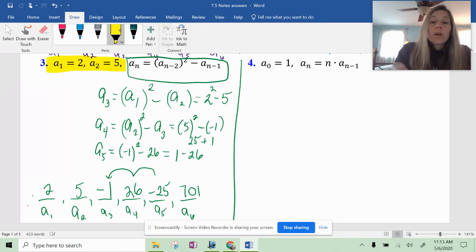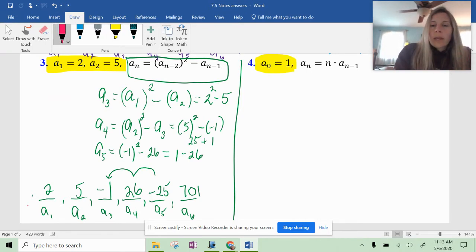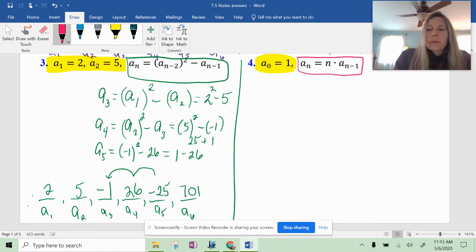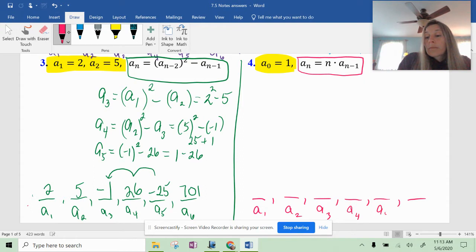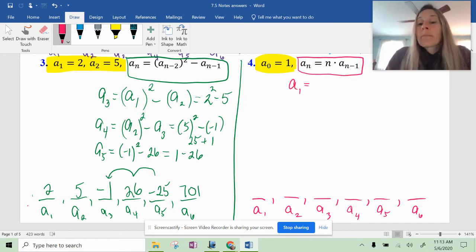Okay, and then number 4, they're giving us an a sub 0 this time. And then we're going to use this rule right here. Okay, so again, to find the first 6 terms, now, when they give us the a sub 0, they're technically not giving us any of the terms. They're just giving you a number to start with. Okay, so if they're giving us a sub 0, we still need to find the first 6 terms, and the first term is technically a sub 1.